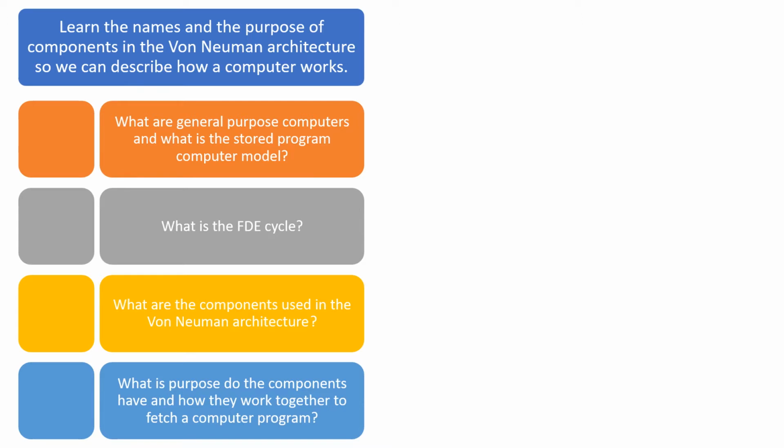And that's going to be split into us answering these 4 questions by the end of the lesson. We need to know what are general purpose computers, and what is the stored program computer model, which is also known as the von Neumann architecture. We need to know what is the FDE cycle, and I'll explain what that is in a second, and what are the components used in the von Neumann architecture. So what are each individual bits, and what is the purpose, what is the function, what is the job of all of those components, and how they work together to fetch a computer program.